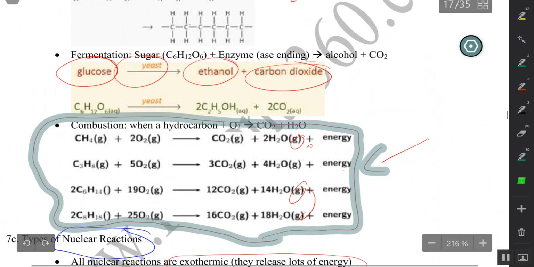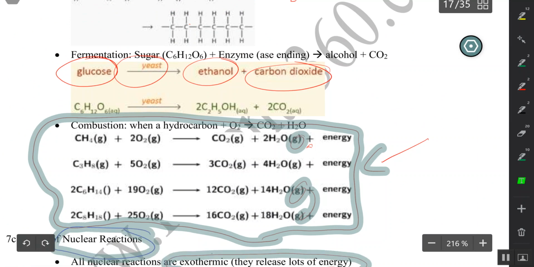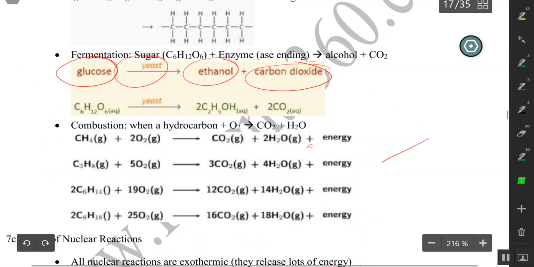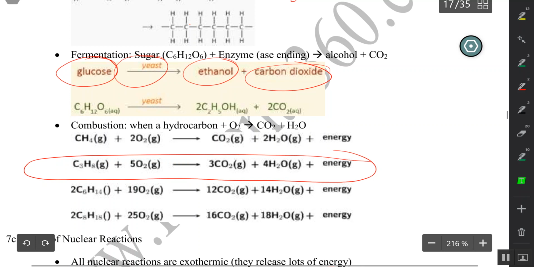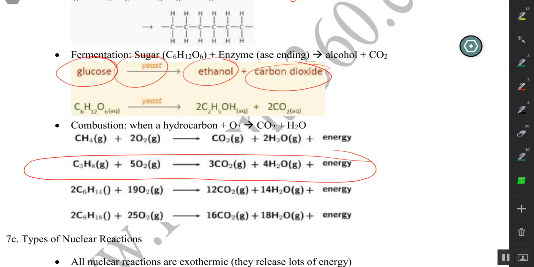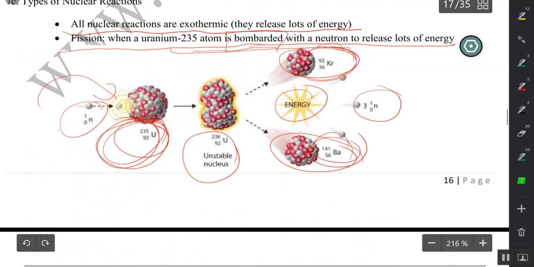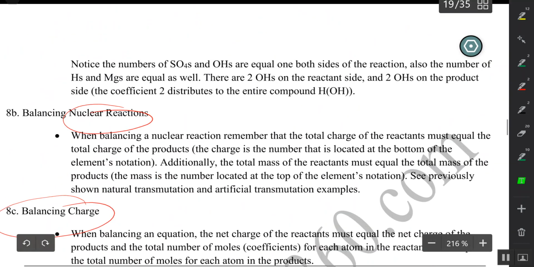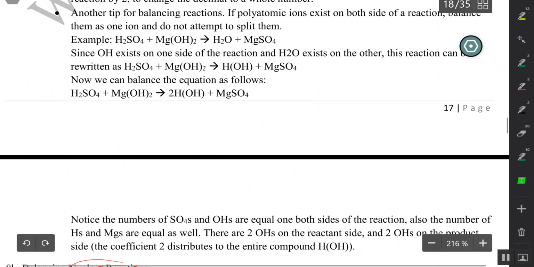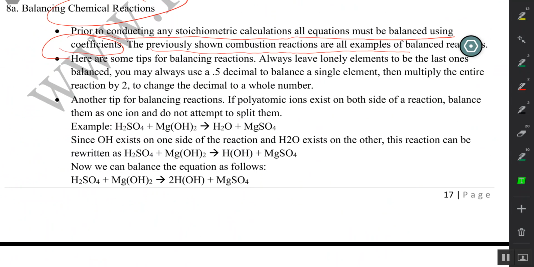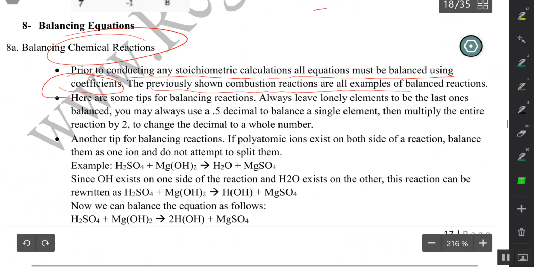Here they are. So these are all already balanced reactions. We're probably going to balance this one, C3H8, for you. I'm going to show you how I balance this combustion reaction, C3H8 plus O2 yielding CO2 and 4H2O. So this reaction is already balanced. I'm going to show you how I did it. Okay, let's continue reading.